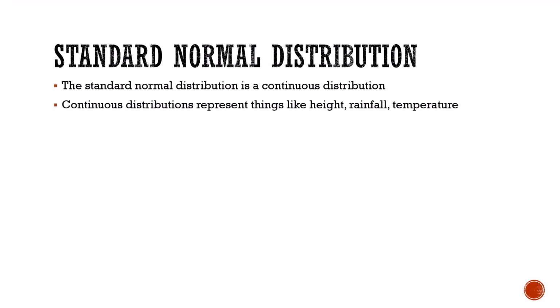So what is the standard normal distribution, right? The normal distribution is a continuous probability distribution, right? And they represent things like height, rainfall, temperature. Those can all be represented by a continuous probability distribution. Of which the most common is the normal, right? Earlier, we only used discrete distributions.